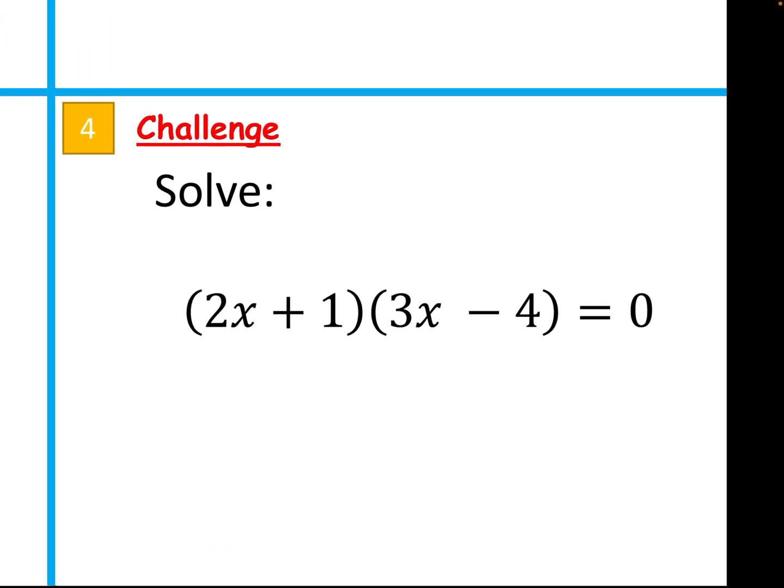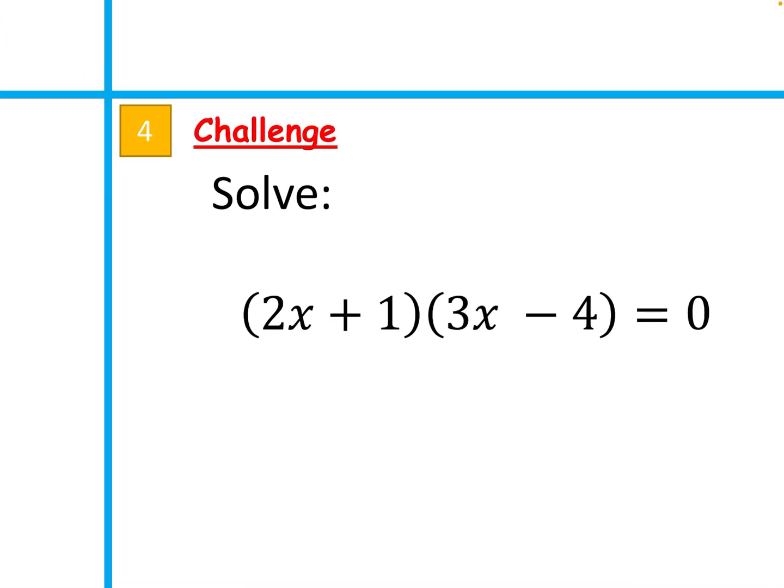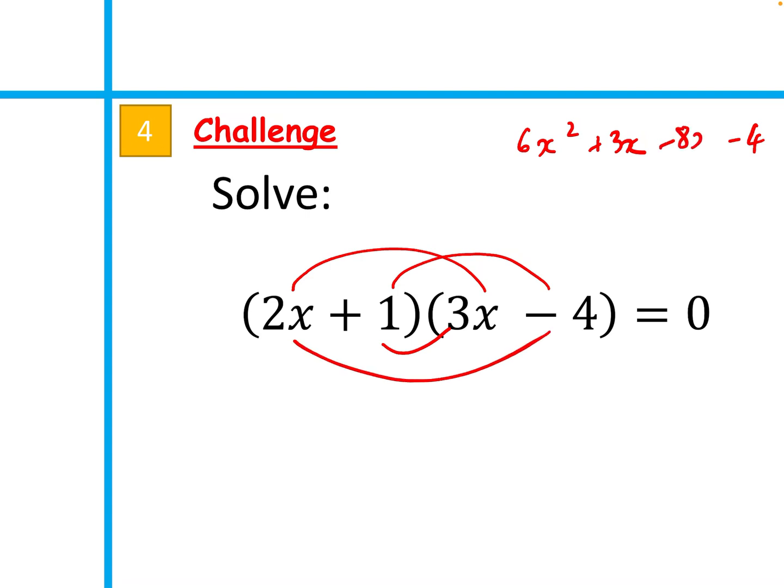Okay, I want to briefly look at the challenge question because some of you will have had a go at this. Now this is a quadratic expression. If I was to expand this, the highest term of x I would get would be x squared because I'd get 6x squared. I would also get negative 4 at the end. I'm going to get 3x. And I'm also going to get minus 8x. This becomes an expression that looks like this. 6x squared minus 5x minus 4 equals 0.